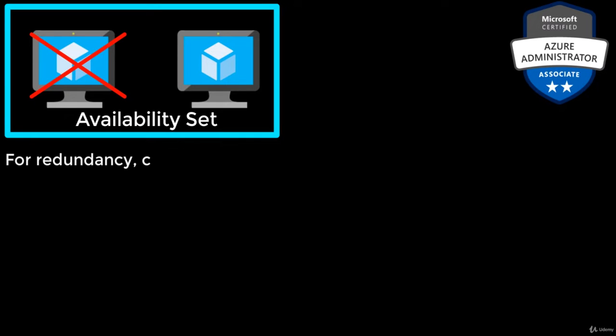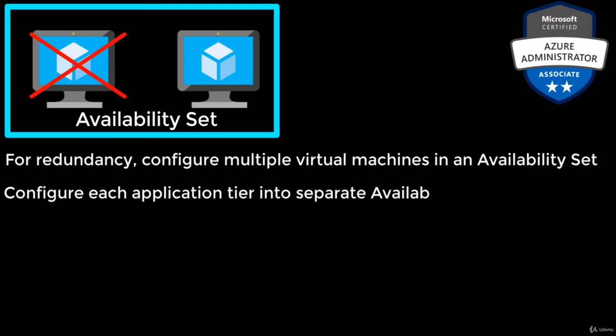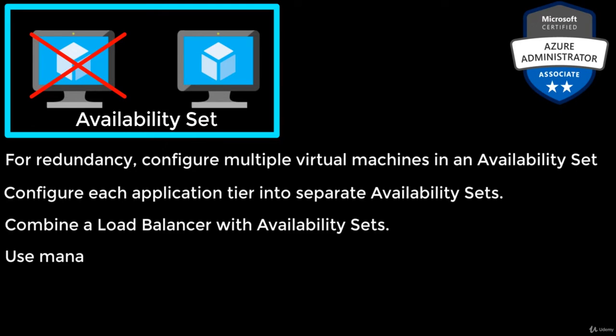For redundancy, configure multiple virtual machines in an availability set. Configure each application tier into separate availability sets. Combine a load balancer with availability sets. And always use managed disks with virtual machines.